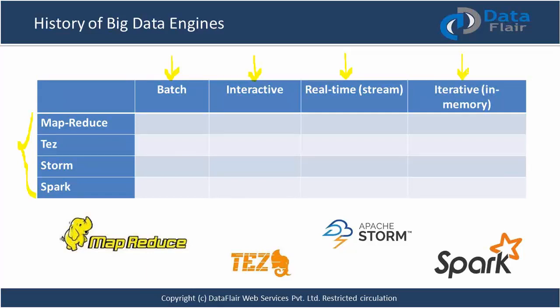Like you are doing 100 iterations, 500 iterations over the same data. Can anyone tell me an example of iterative processing? Correct, Ashish. Machine learning. Correct, Karishma, machine learning. Take the example of classification.